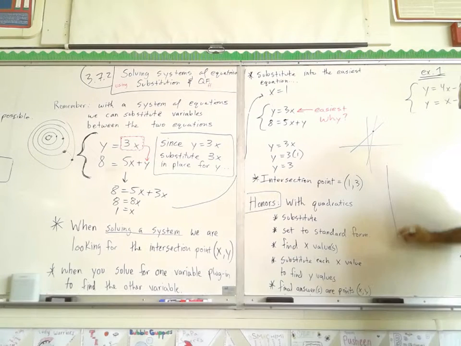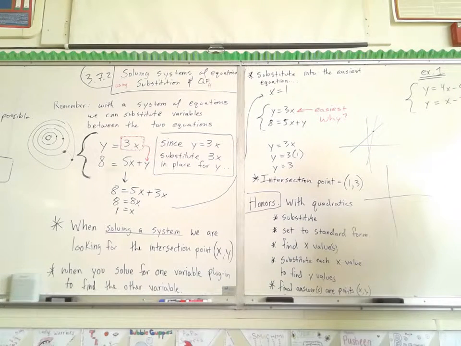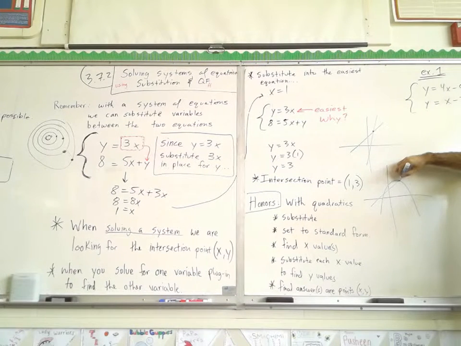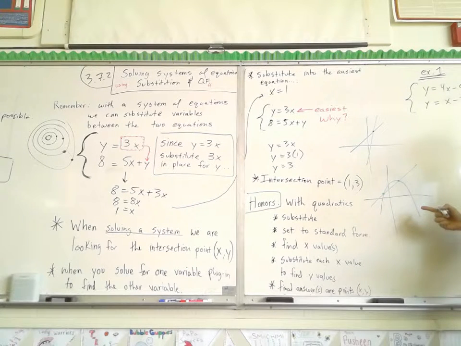If I have a quadratic and a line, in this case, how many solutions would I have? How many points would I need to find? 2. Okay. What would the situation look like if I had only one real solution? Who can tell me that? One real solution. What kind of graph would I need to draw?